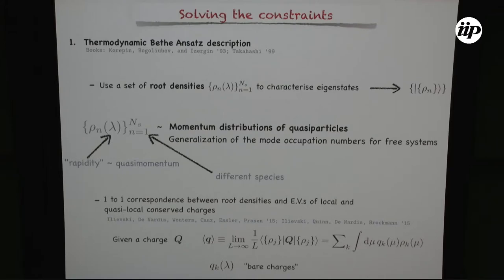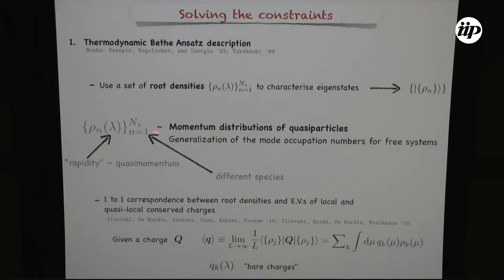A good representation to solve those equations, to collect all of them together, is given by the thermodynamic Bethe-Ansatz description. In this description, you describe eigenstates of the Hamiltonian, or better, collections of many eigenstates of the Hamiltonian, using some root densities. These root densities can be interpreted as momentum distributions of some quasi-particles. So they are basically the generalization of mode occupation numbers in free systems, okay? In free systems, you can have mode occupation numbers, so basically they're just free particles.